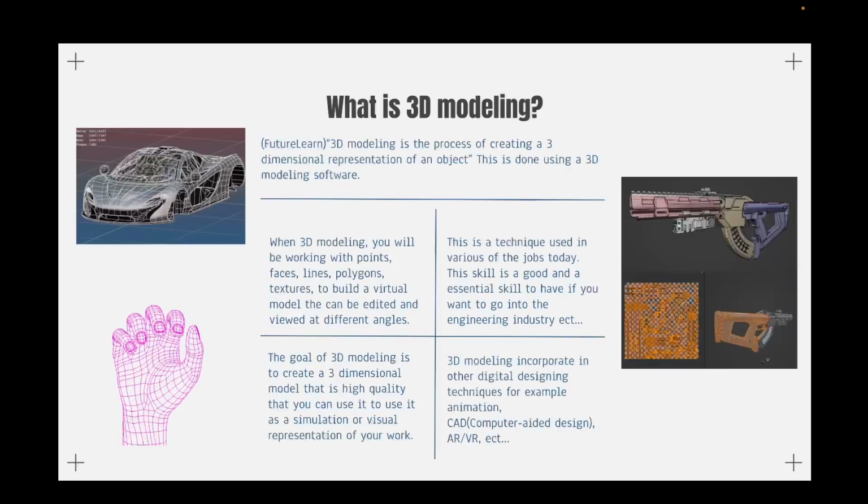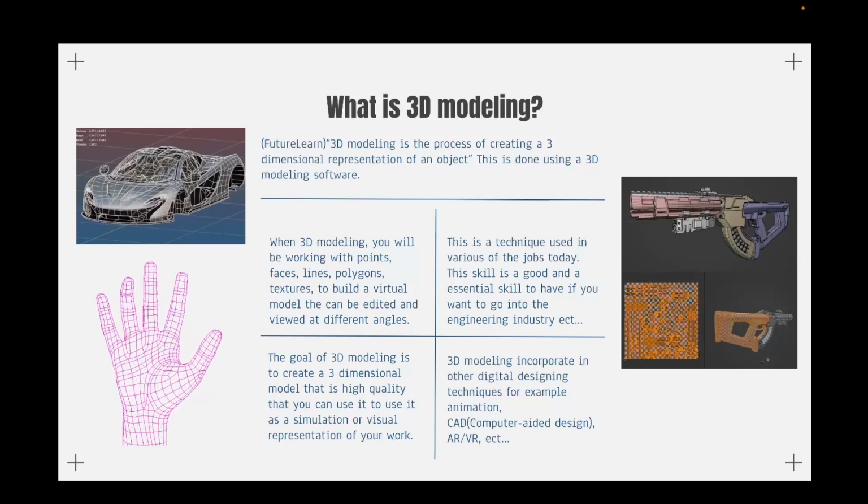Let's start with what is 3D modeling. 3D modeling is the process of creating a three-dimensional representation of an object. This is done using 3D modeling software. During the process of 3D modeling, you are going to be working with vertices, edges, faces, lines, and polygons that can be manipulated to create your desired result. Your goal is to create a three-dimensional model that is highly realistic and high quality.